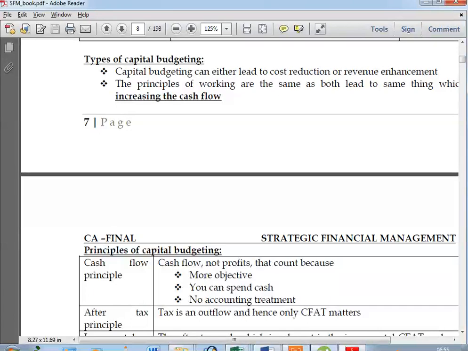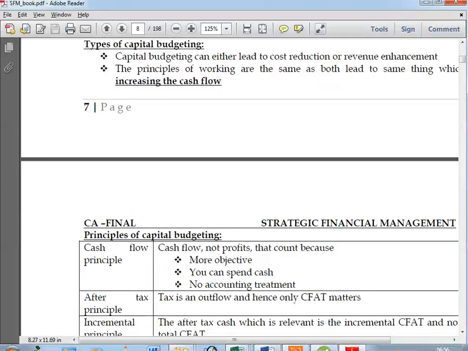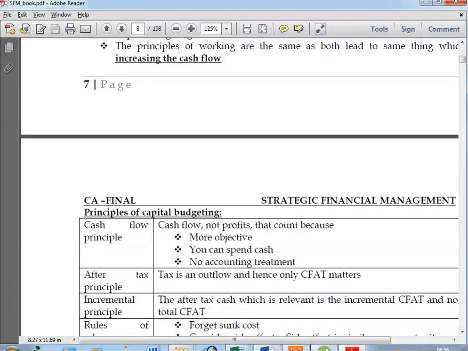Second principle is the after tax principle. What is the after tax principle? In cash flows, you will have to calculate cash flows after tax and not before tax. So I will have to work with CFAT. Clear? Third will be the incremental principle. What is the incremental principle?